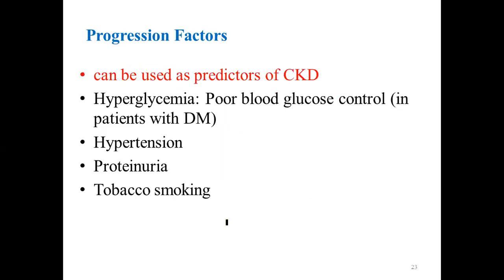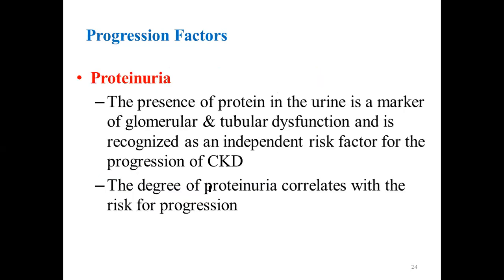Then when you look at the progression factors, they can be used as predictors of CKD. Remember, some of them overlap, especially in the classification. Some of them can be initiation factors, sometimes even progression factors. So hyperglycemia, hypertension, and proteinuria, as well as even tobacco smoking, are possible progression factors.